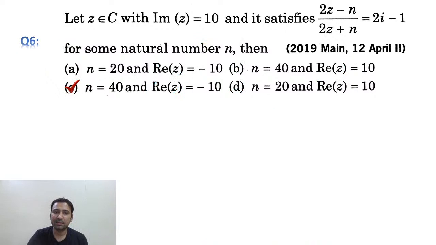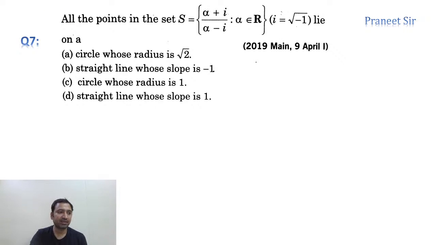Okay. Yes, third option is correct answer. Next, let's do the next question, guys. All the points in the set alpha plus i by alpha minus i lie on which one?